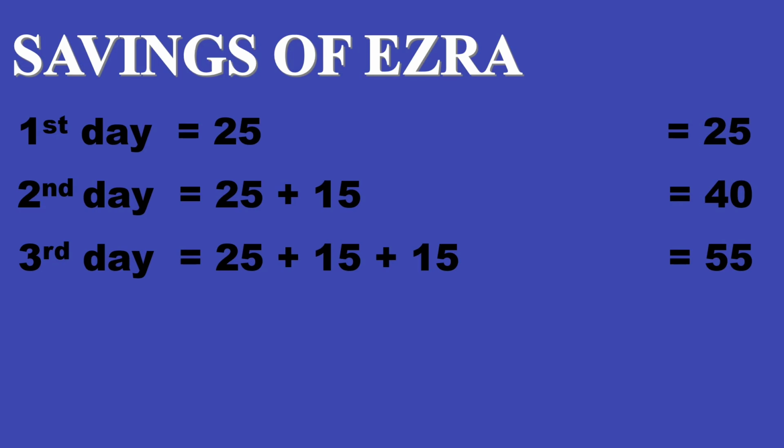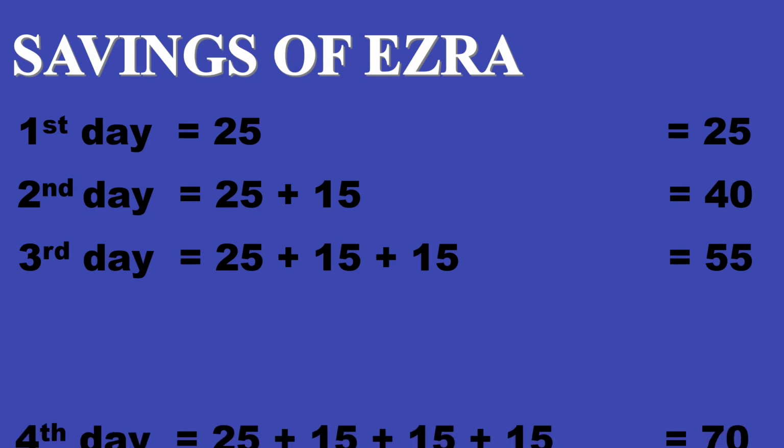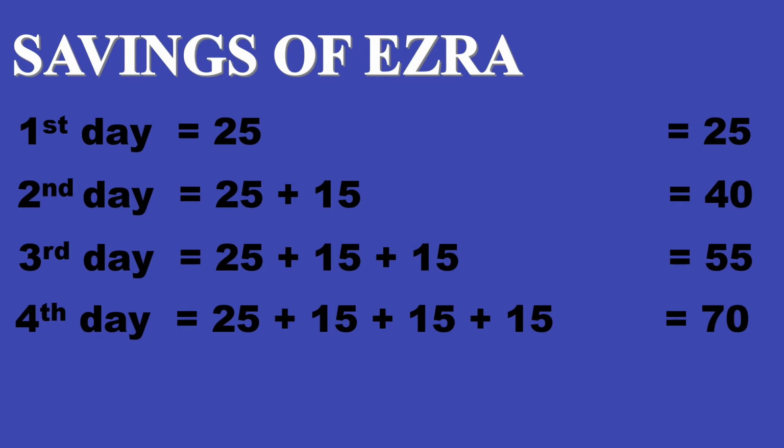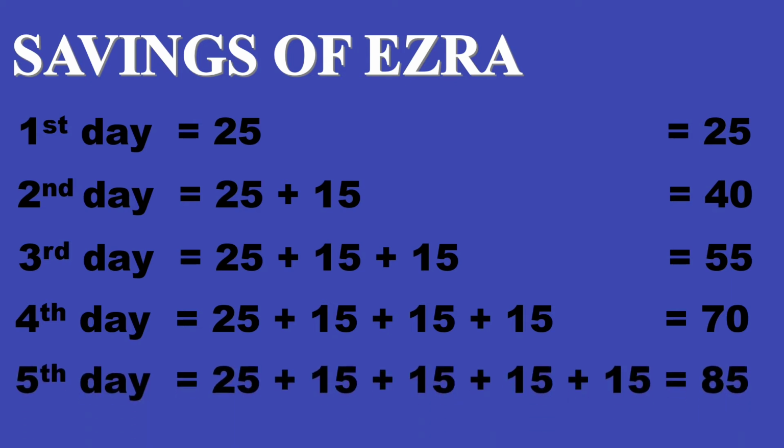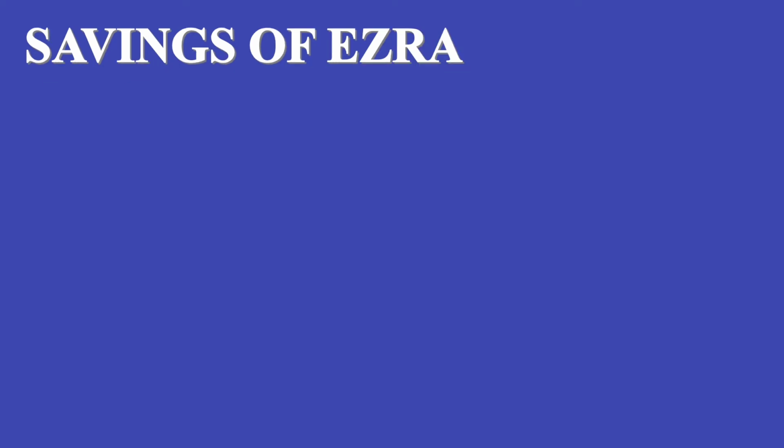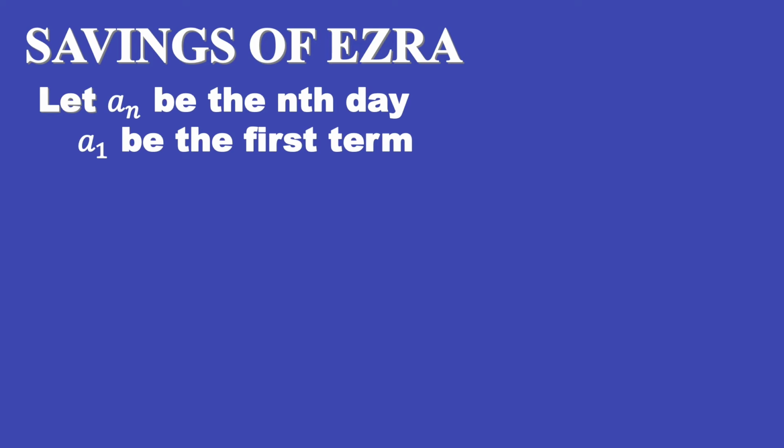On the fourth day, we add another 15 pesos. So we have 25 plus 15 plus 15 plus 15 equals 70 pesos. On the fifth day, we have 25 plus 15 plus 15 plus 15 plus 15 equals 85 pesos. Let us now show the solution in shortcut way.